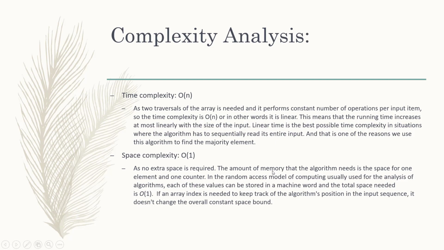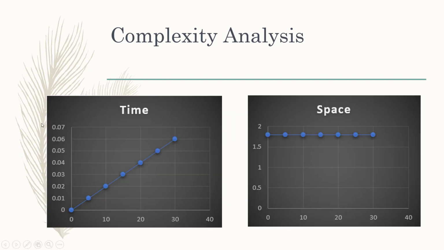So for this algorithm, we just need the space for one element and one counter. That's why it's always the same. And the other parts of it are going to be saved in the random access model of computing. Overall, the space complexity is constant, and the time complexity changes according to the input that's given.